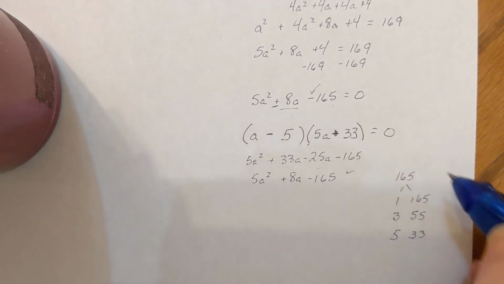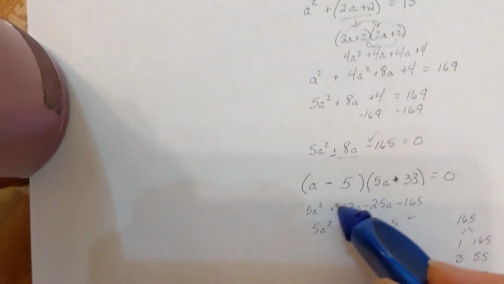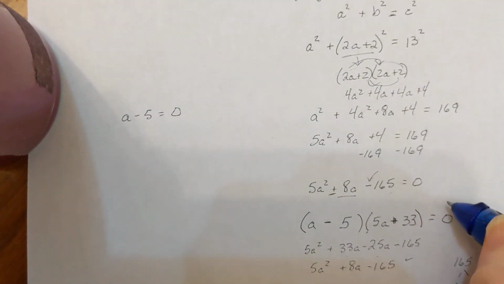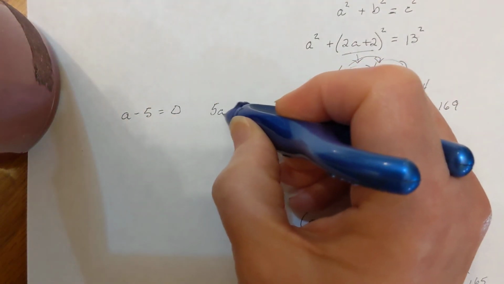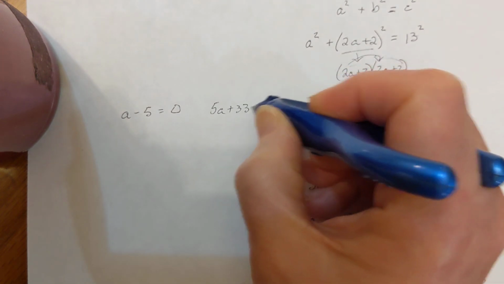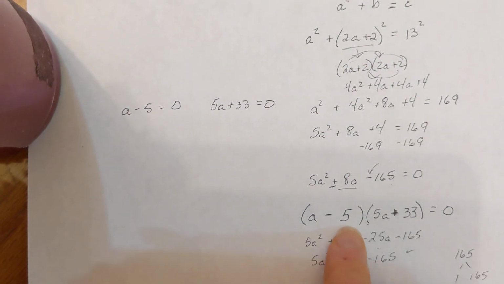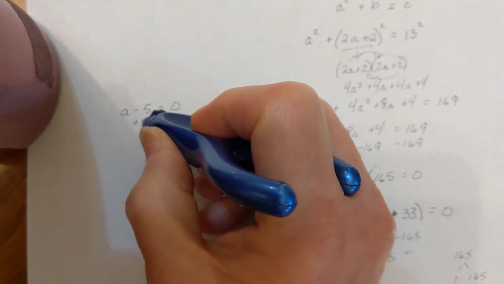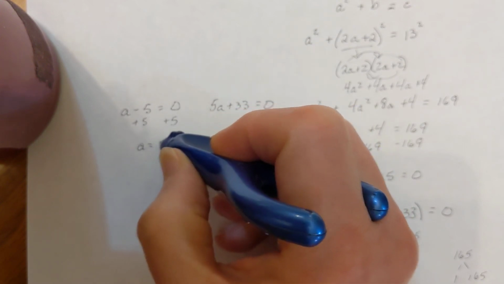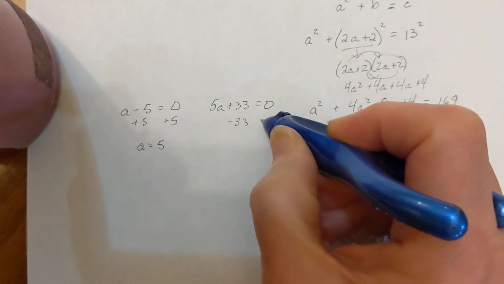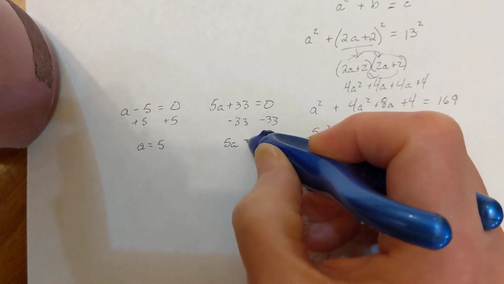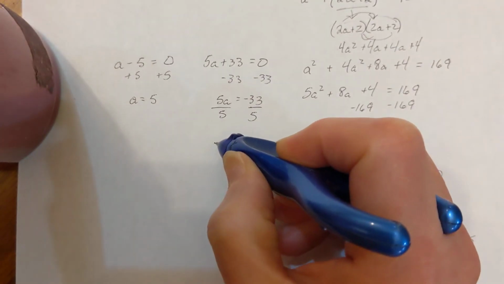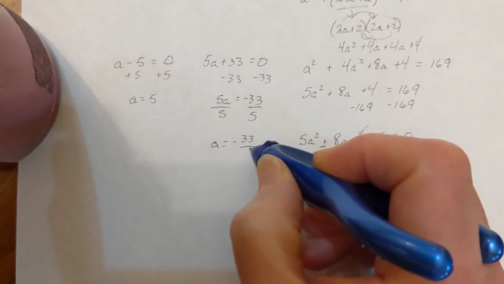And now I use the zero factor theorem, which means I have a minus 5 equals 0 to make this true, or 5a plus 33 equals 0. So one of these factors has to equal 0. So I solve for both of them. Add 5 to both sides. A equals 5, or subtract 33. 5a equals negative 33. Divide both sides by 5. A equals negative 33 fifths.